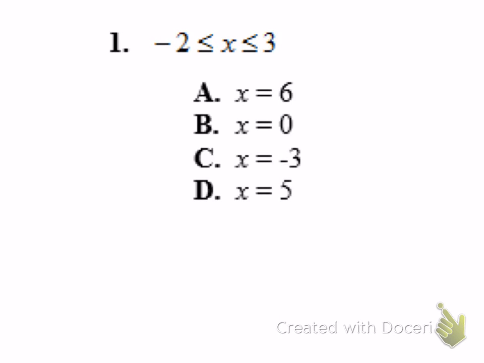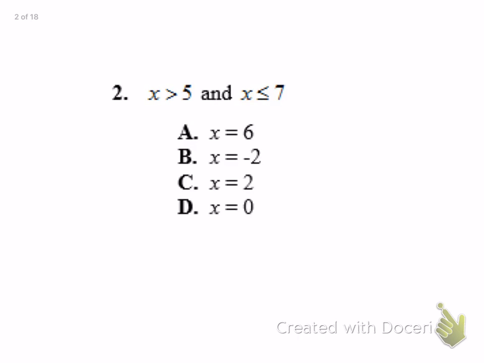In this first one, we are looking for a value for x that is between -2 and +3. In looking at our answer choices, B, 0, is the one that falls in that range. 6 and 5 are bigger than 3, and -3 is smaller than -2.